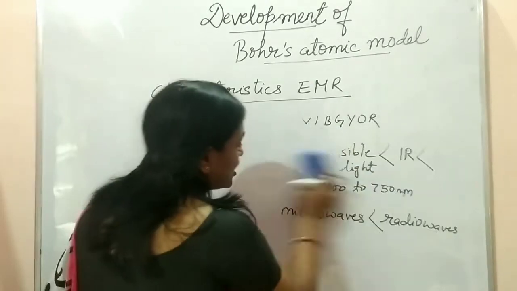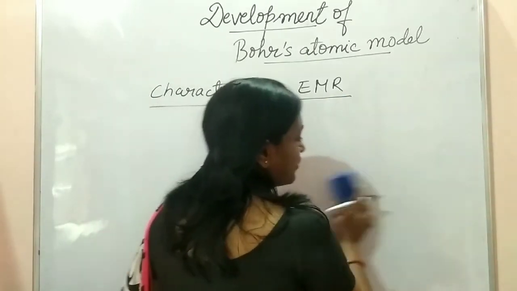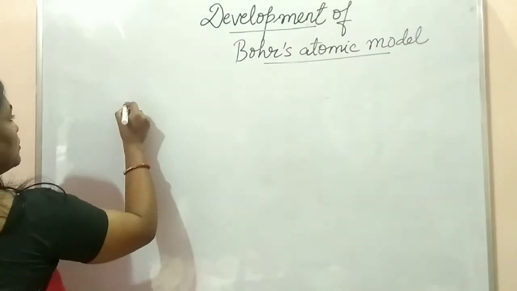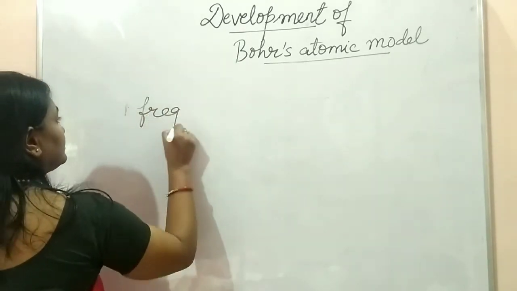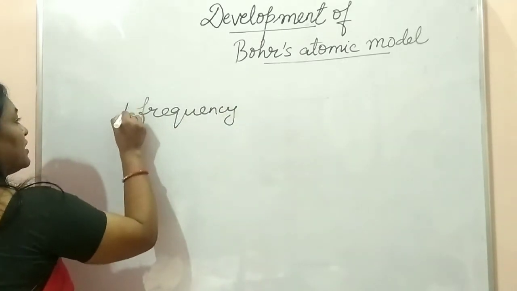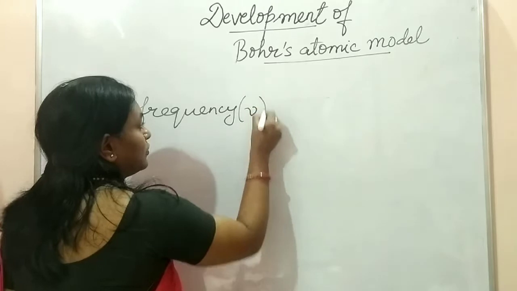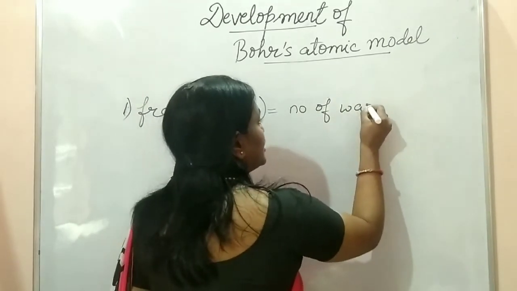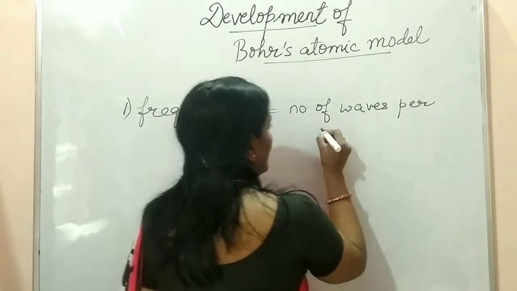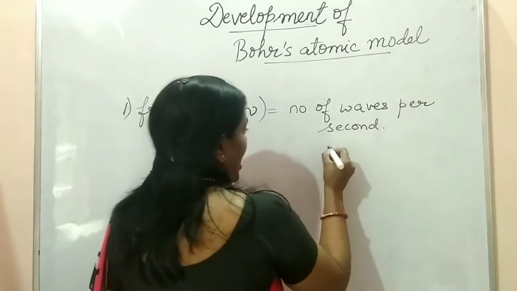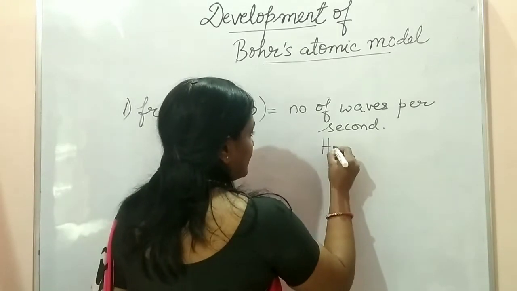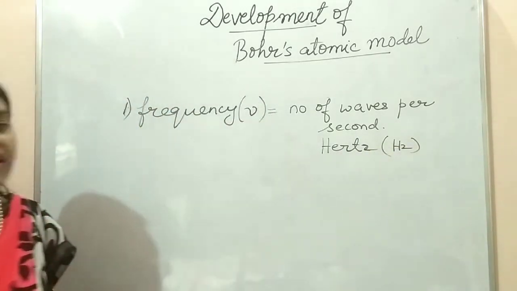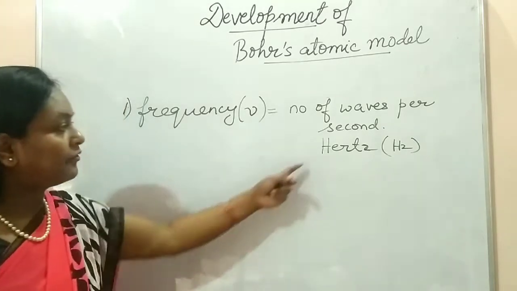Now I will tell you about certain parameters on the basis of which we can study a wave. What are the parameters on the basis of which we study the properties of wave? So the first parameter is known as frequency, and it's represented by nu. You write it like this, the symbol is nu. And frequency is the number of waves passing through a point per second. Number of waves per second is known as frequency, and the SI unit of frequency is hertz.